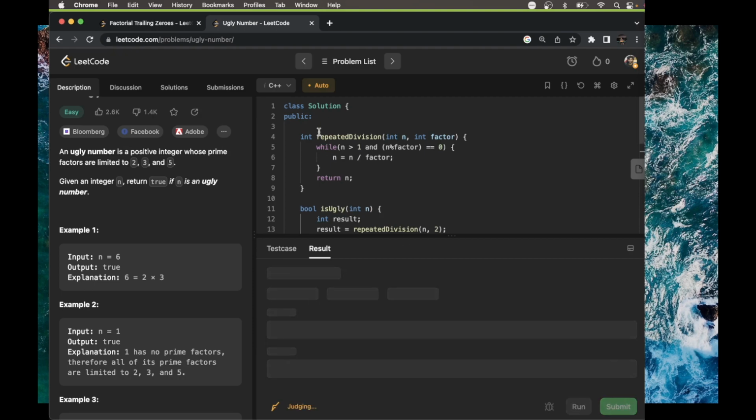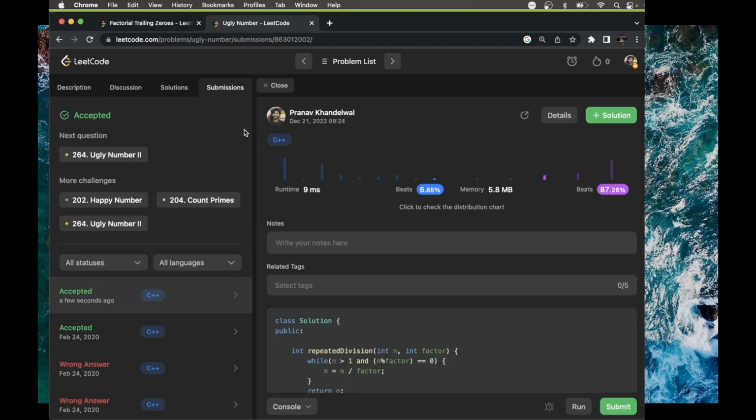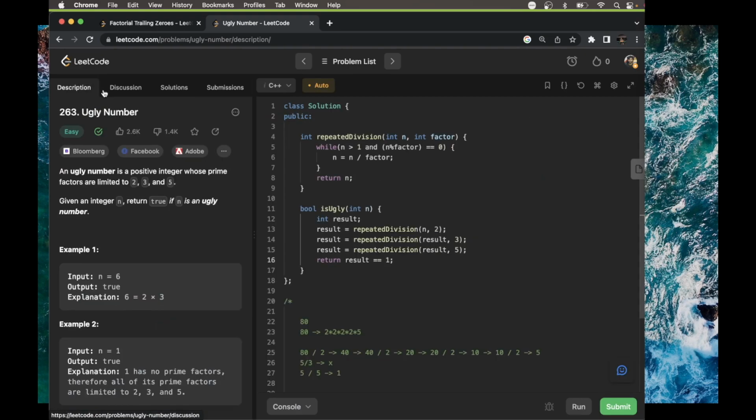Let's try to submit, and you can see a very graceful solution. We have accepted, the LeetCode platform has accepted the solution, and it's going to be as simple as that.